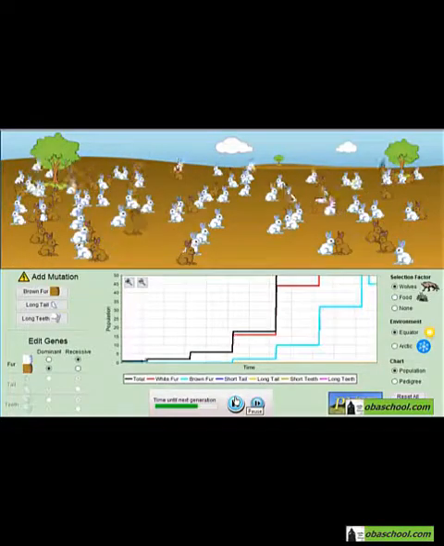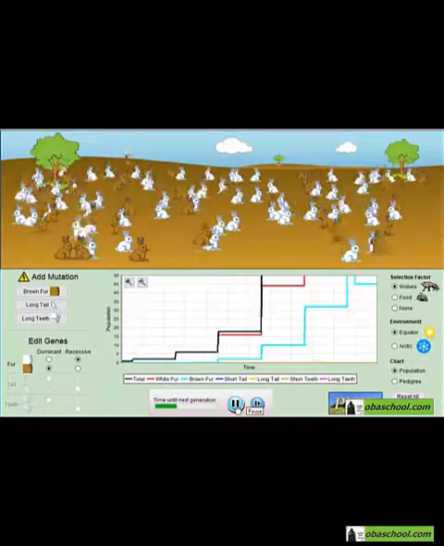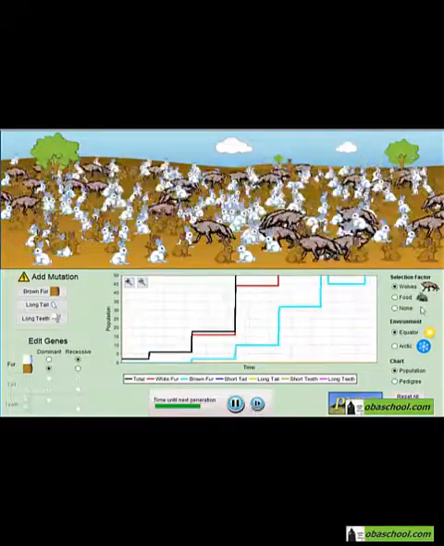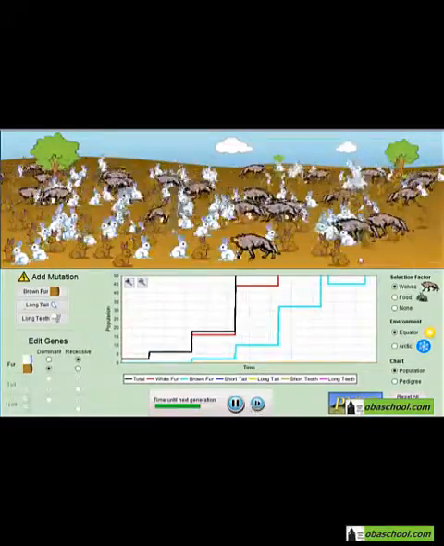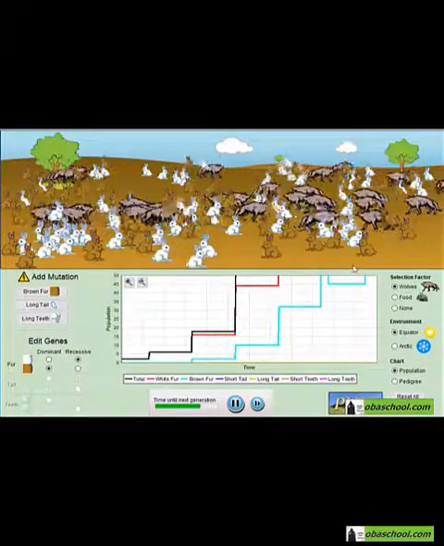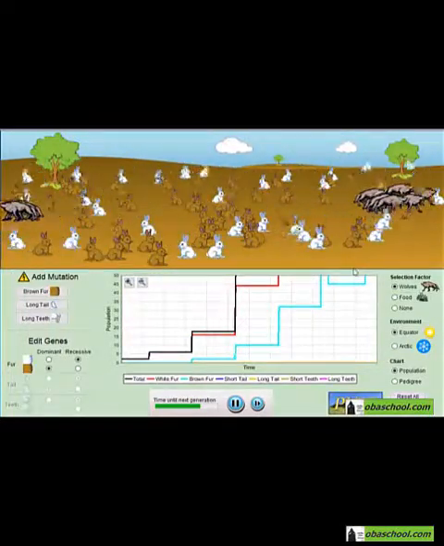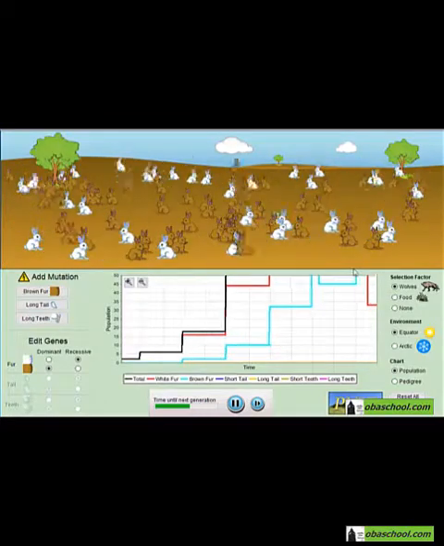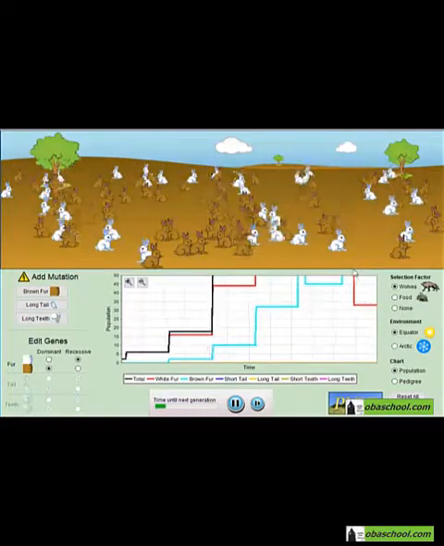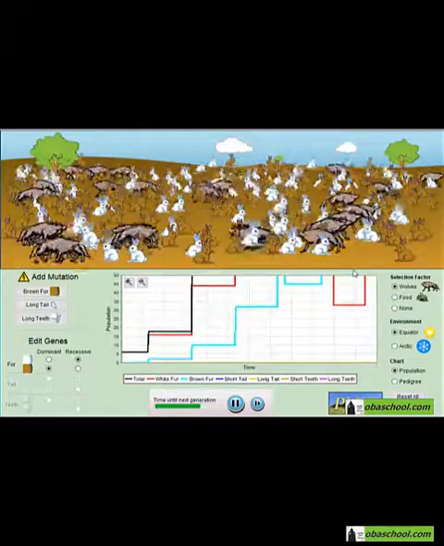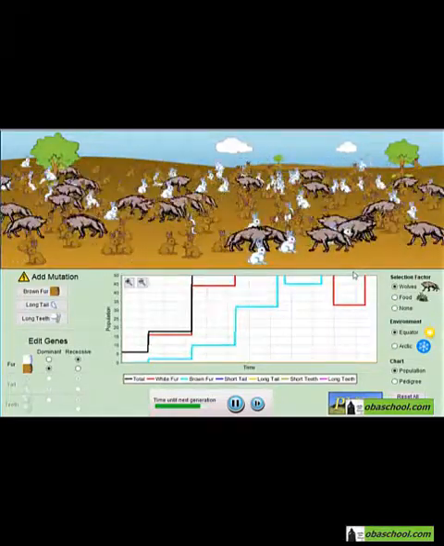We notice, however, that only the white rabbits are being eaten. The brown ones remain alive. The selection factor is not affecting the brown rabbits, probably because the color of their fur matches the color of the ground in their environment. They are able to hide from their predators, while the white rabbits are easily spotted and eaten.